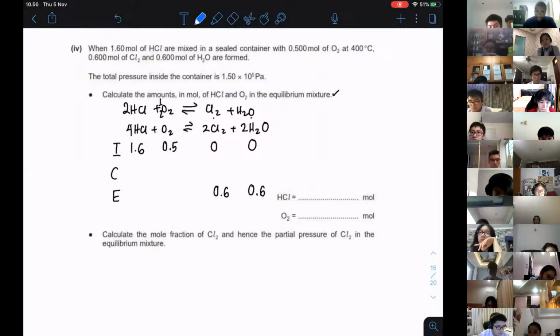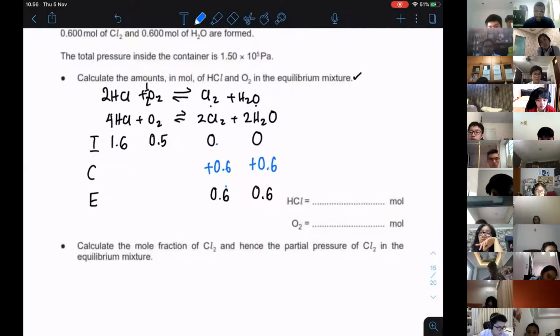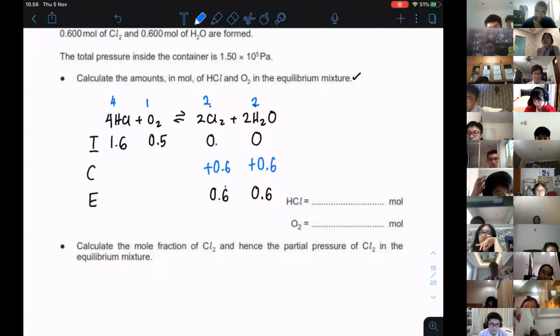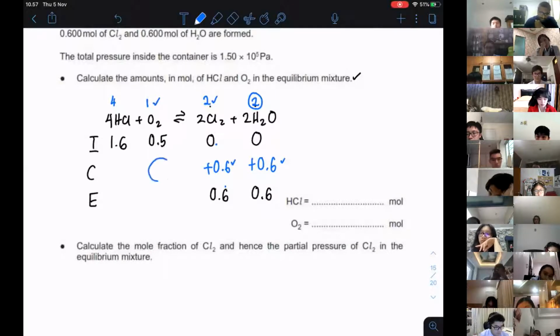So how do I figure out? From 0, how come magically become 0.6? Of course, plus 0.6. So here, do remember, I want to erase the first equation. Do remember, every 4 moles react with 1 mole to give you 2 moles and 2 moles. It means that we will look at the change. It means that this ratio 2 is representing 0.6. This ratio 2 represents 0.6. If 1, what should be appearing here?